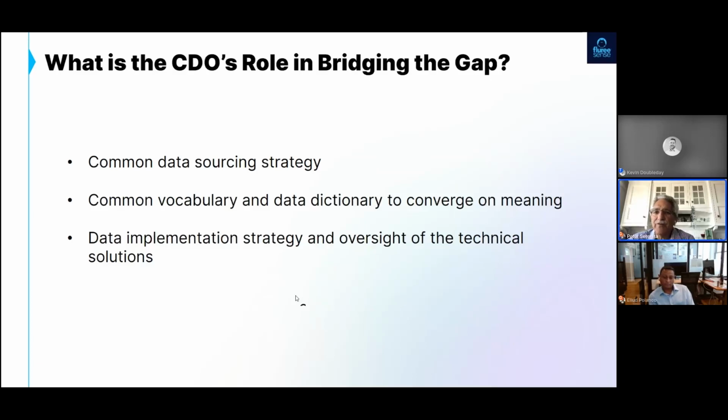And then there's finally the data implementation strategy. Like I said, they've actually created these data warehouses or data lakes or staging areas, depending again on how the architecture looked, so that they would be pulling from the same place.